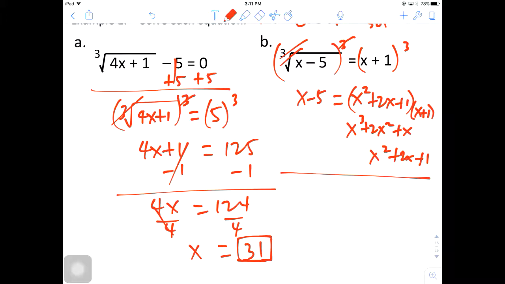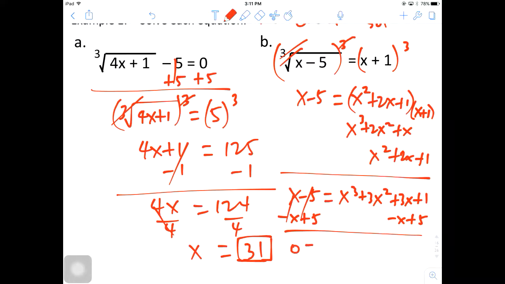Combining everything on the right-hand side and bring down the left, we've got x cubed plus 3x squared plus 3x plus 1. And that's what we have. And then I am going to minus the x and add 5 to both sides. So I could zero out the left side. And this is what I have.